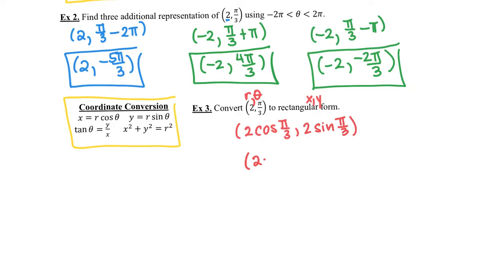What is the cosine of pi over 3? The cosine of pi over 3 is 1/2. The sine of pi over 3 is root 3 over 2. Yes, you still need to know your unit circle. So 1 comma root 3 would represent the same point in rectangular form.